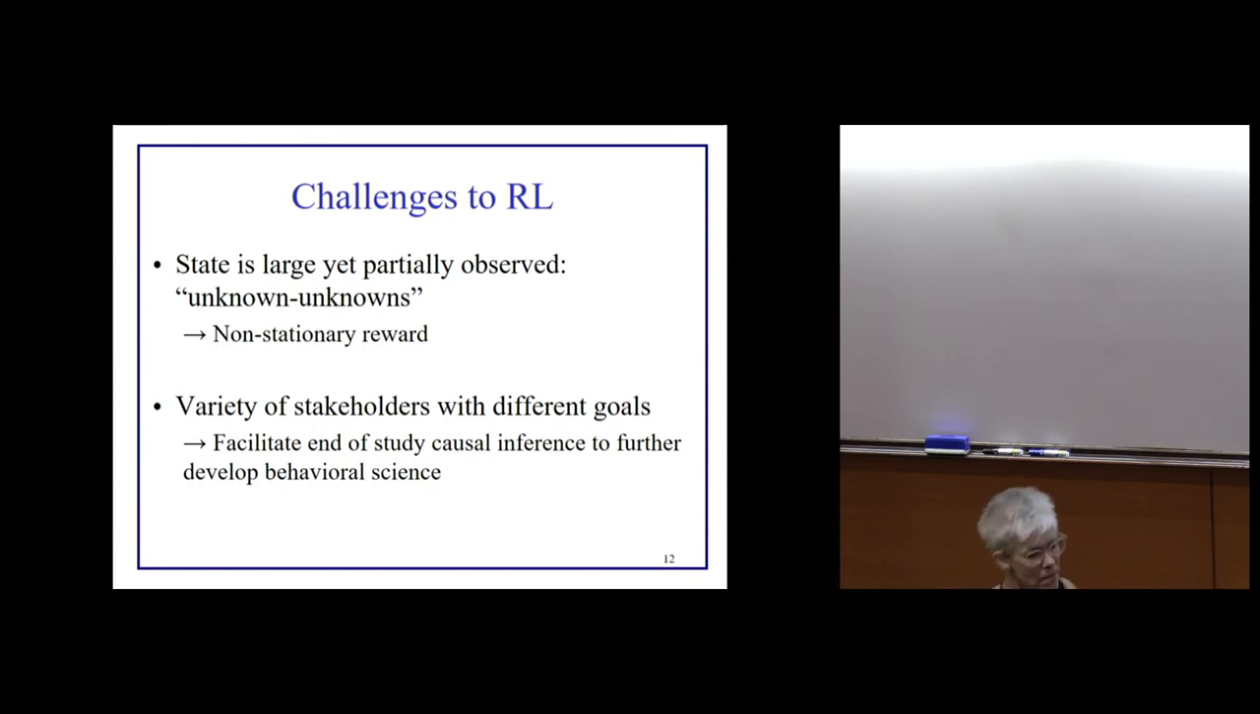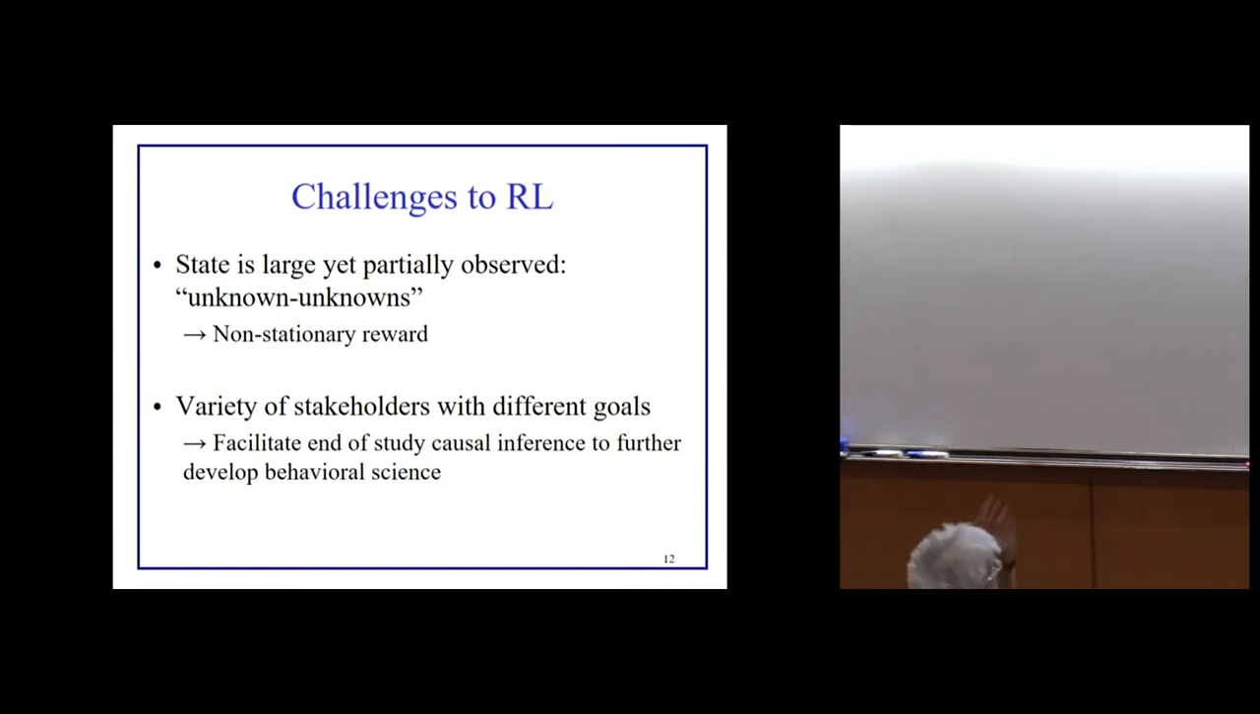And these manifest themselves as non-stationarity, because it appears as if the user has entered the same context twice, but in reality, they haven't. And it's because of these things we haven't measured. So it looks like the reward function is evolving, but in reality, that's a falsity. That's where I see the non-stationarity coming from.